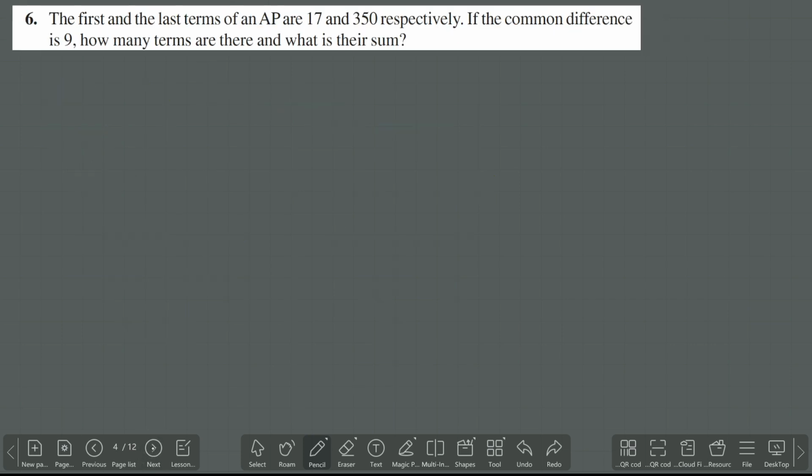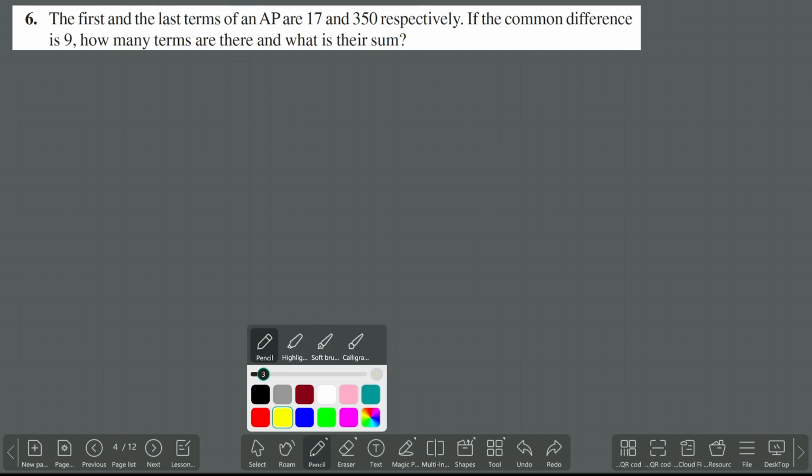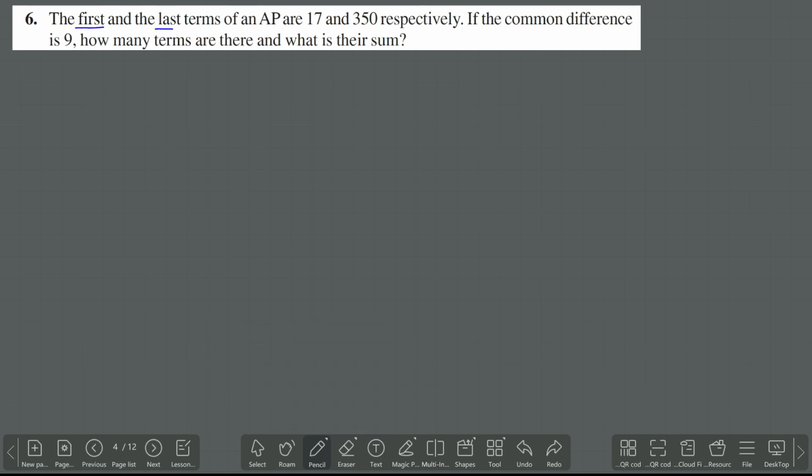Next, we are moving to the sixth one. They are telling very clearly the first and last term. Term in the sense A1, AN, that is the meaning. So for an AP, this is my A1 and this is my AN, respectively, they are given.